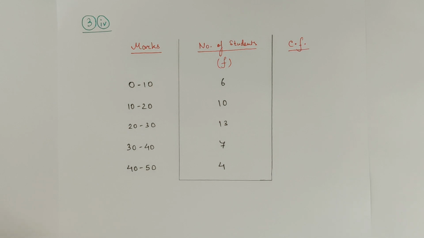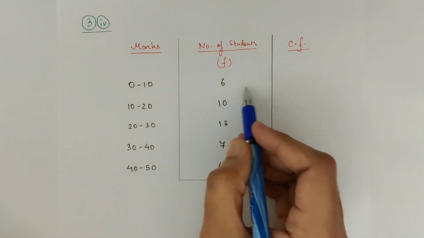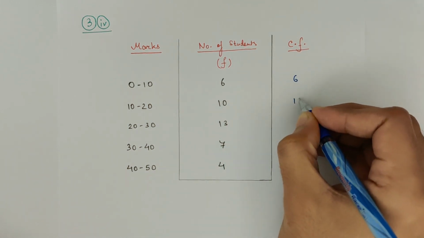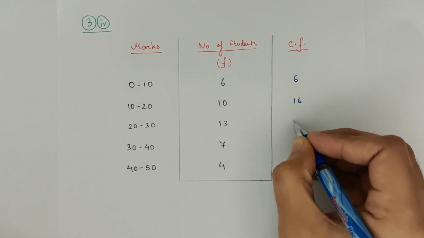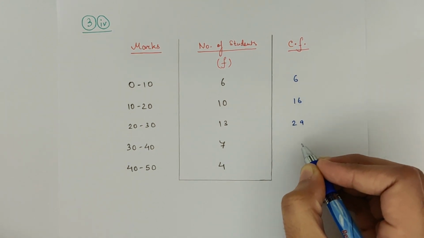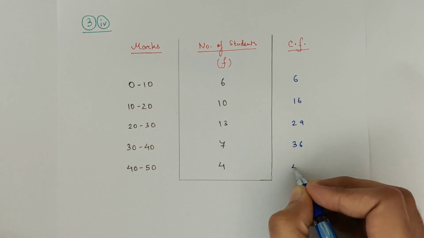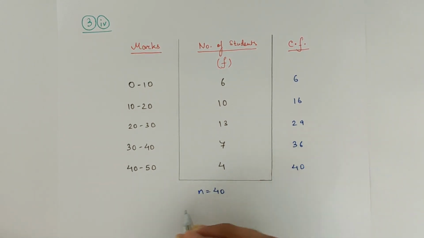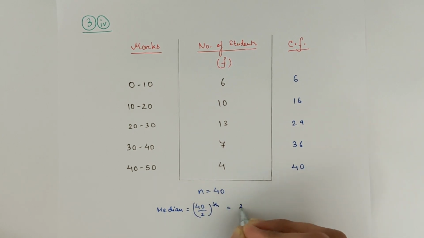Let's find the cumulative frequency. For the first one we have 6. Then 10 plus 6, that's 16. 16 plus 13, that's 29. 29 plus 7, that is 36. And 36 plus 4, which is 40. So n over here is equal to 40. For median, we will have the 40 by 2th term, which is the 20th term.